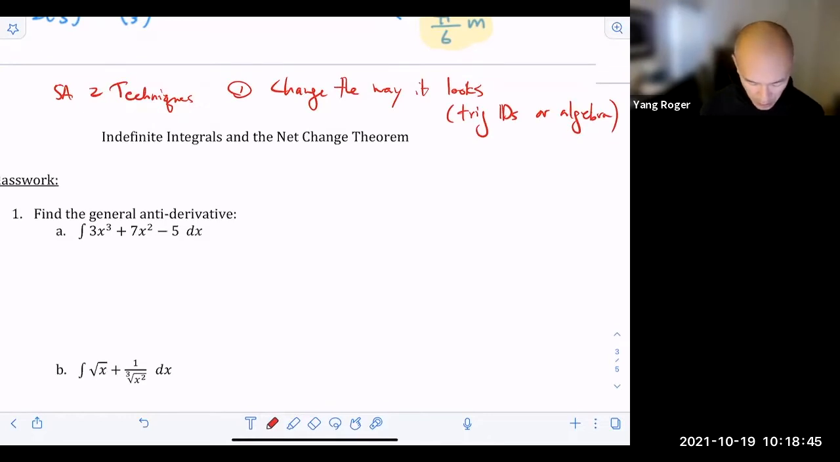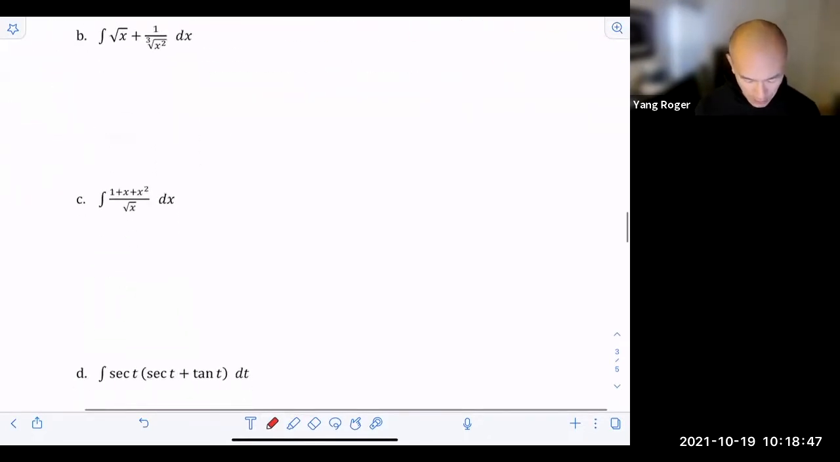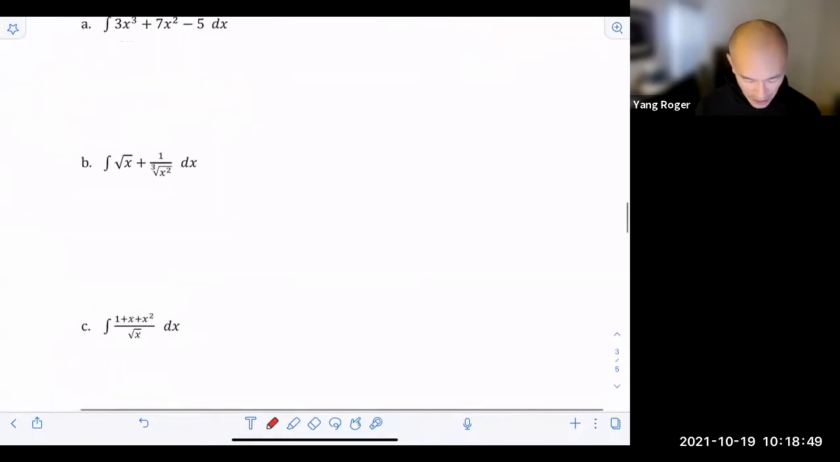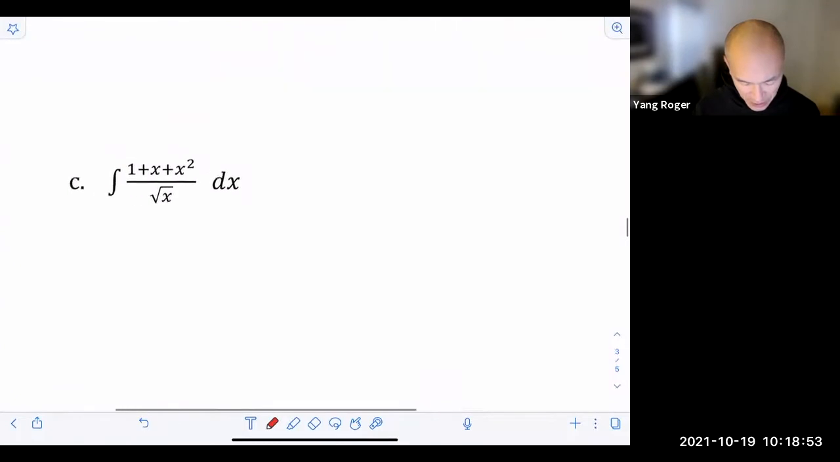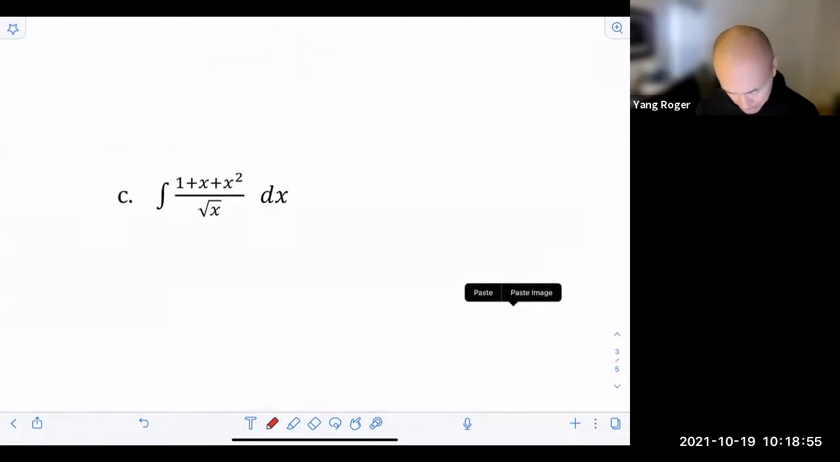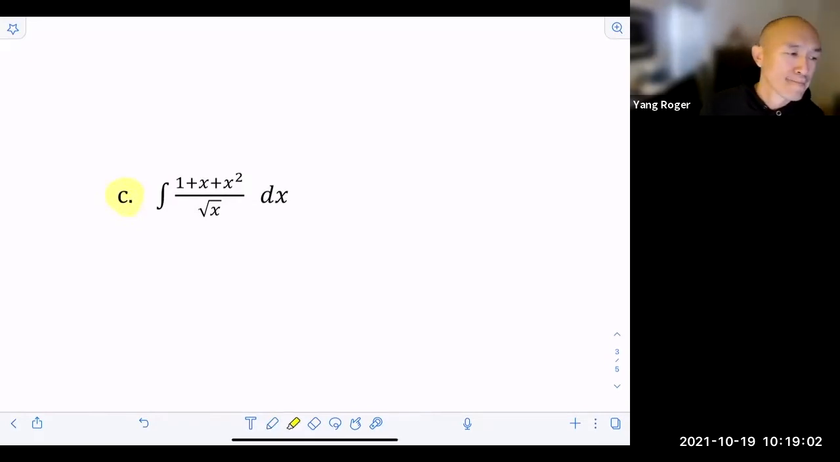so far. So I think we should take a look at number C. We did something similar to this in the past. I think we did something like this last week in class. Does anybody know how I'm going to change the way it looks?